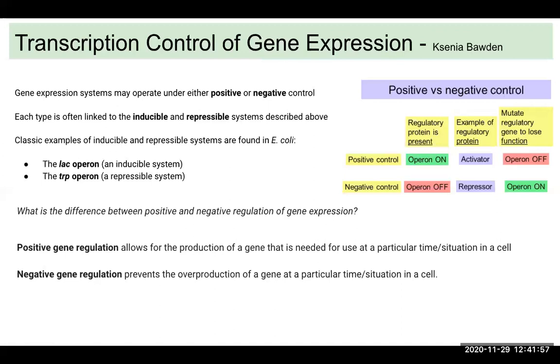And vice versa, in negative control, the genes in that operon will be expressed unless they're switched off by a repressor protein. You'll see that in purple as well. Therefore, the operon will be turned off, and the gene will not be expressed, when the repressor is activated. Can we go to the next slide?